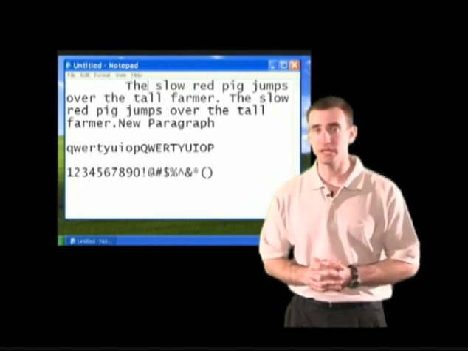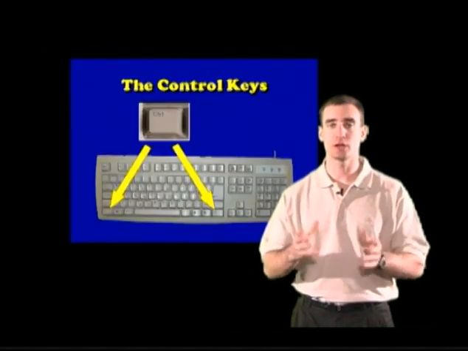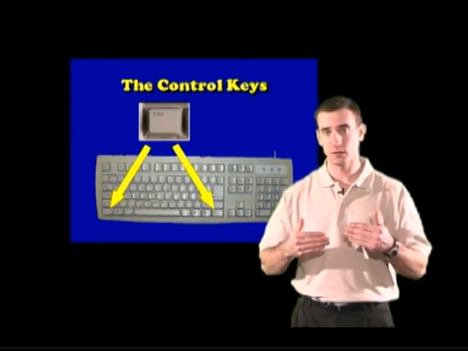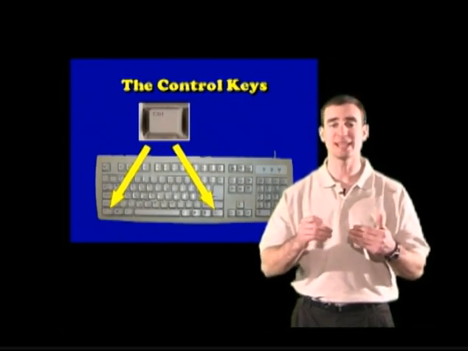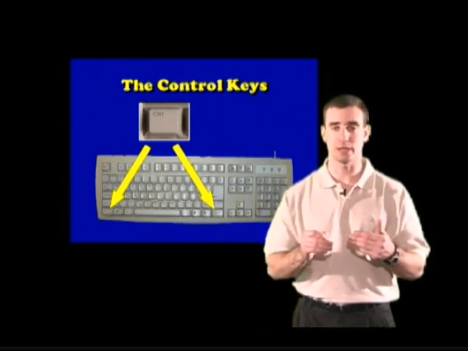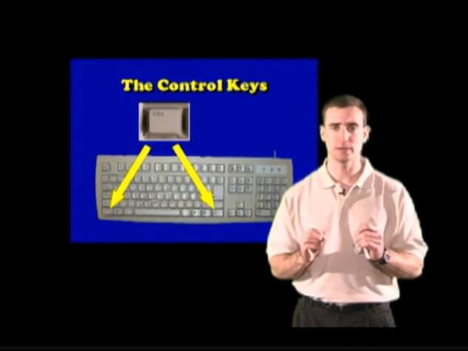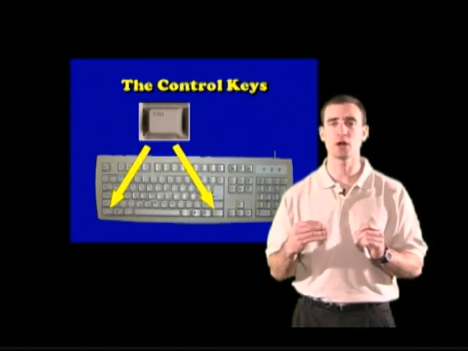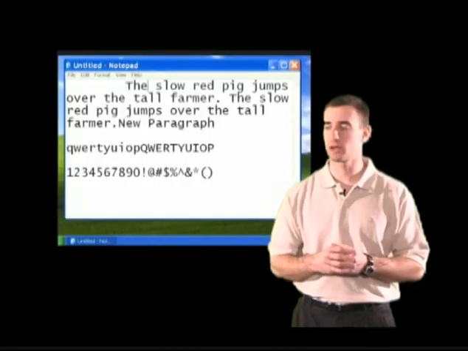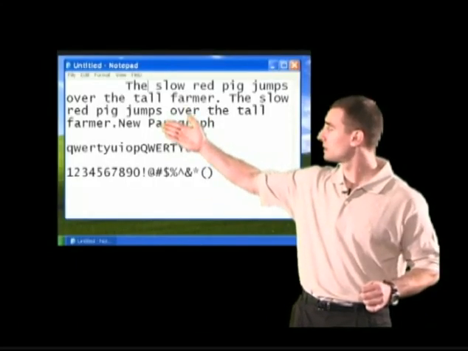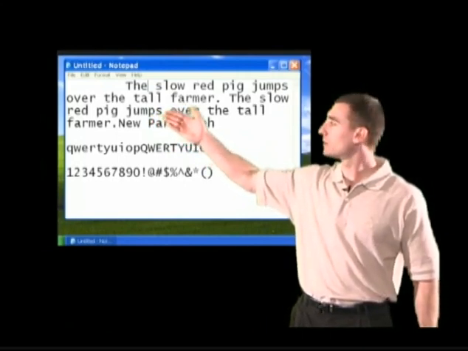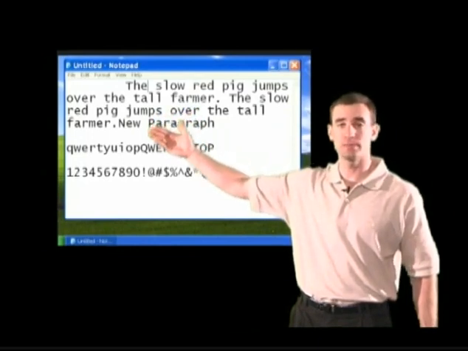So the first keys I would like to start off with are the control keys. If you look at the bottom of your keyboard, you'll see a key that has a CTRL printed on it, and that is known as the control key. The control key enables you to perform functions that are located in the menu system. If you look up on your notepad, you'll see that there are 5 menus. You'll see File, Edit, Format, View, and Help.